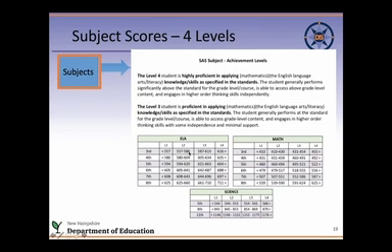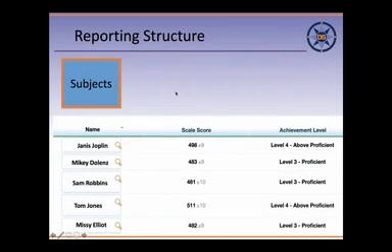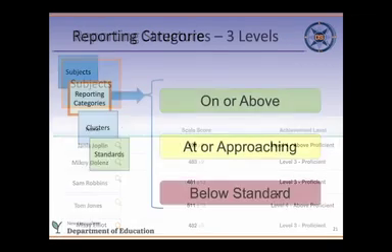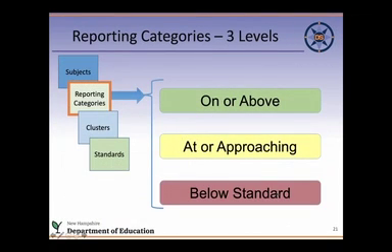At the bottom of that document are the cut scores for the subjects, and every student will get a score. They'll have a number score, and they will have an achievement level, 1, 2, 3, and 4. Next level down, reporting categories. This time there are only 3 levels. So we don't have 1, 2, 3, and 4 now. We only have 1, 2, and 3. And those 3 categories are on or above, at or approaching, and below.